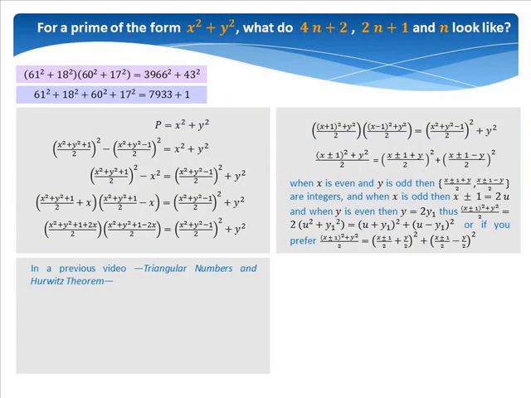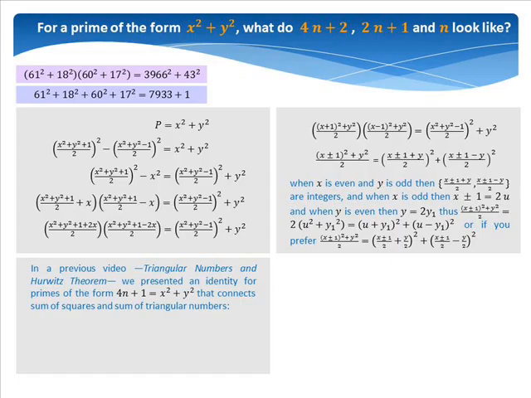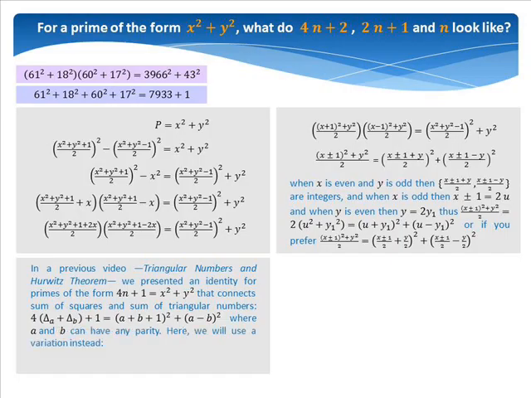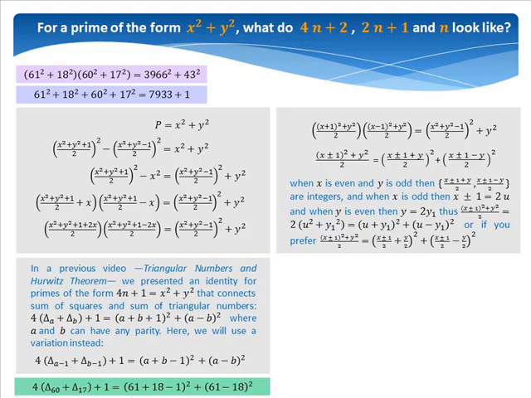In a previous video, Triangular Numbers and Hurwitz's Theorem, we presented an identity for primes of the form 4n plus 1 that connects sum of squares and sum of triangular numbers, where a and b can have any parity. Here, we will use a variation instead. See how 61, 18, 60, and 17 fall into place within this algebraic structure.